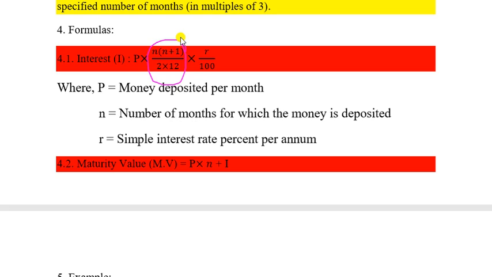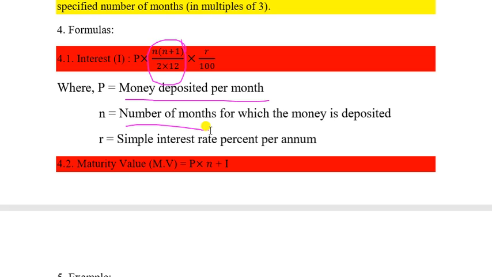You should remember here, interest is equal to P into N into N plus 1 by 2 into 12 into R by 100. And remember that here P is money deposited per month. Per month, how much you are going to give to your account, that is P. Remember that. And N is the number of months, not number of years.